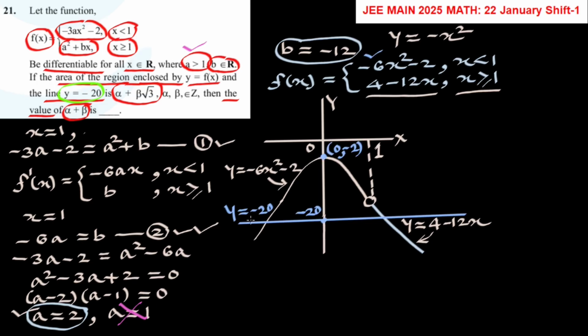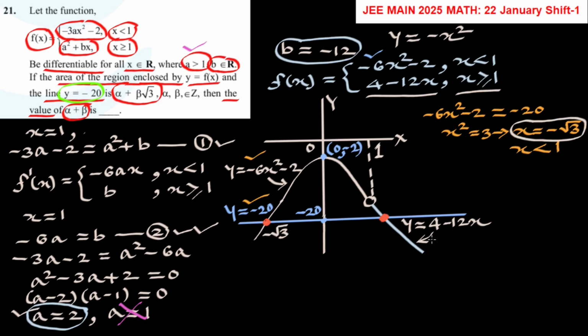Now we have to find the points of intersection, this one and this one. So we equate minus 6x square minus 2 to minus 20. That gives x square equals 3, x equals plus minus root 3, but we have to take only minus root 3 because x is less than 1. So this point here is minus root 3. Now we will solve y equals 4 minus 12x and y equals minus 20. 4 minus 12x equals minus 20. 12x equals 24. x equals 2. So here it is 2. We have to come down from this 1. This point here is 1.